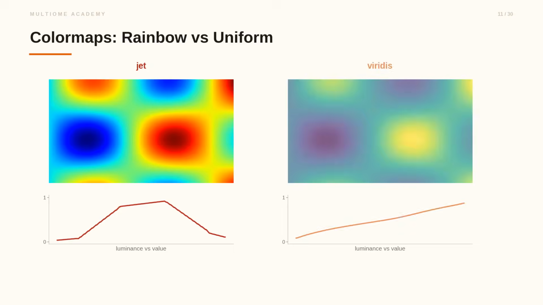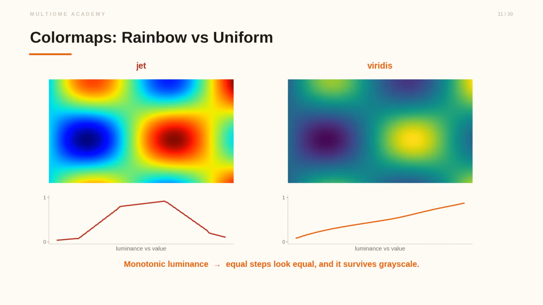No library protects you from a bad color map. The rainbow fails because its luminance is not monotonic. Bright bands create edges where the data is perfectly smooth. Perceptually uniform maps like Viridis and Magma fix this. Equal steps in value give equal perceived steps, and they survive grayscale.